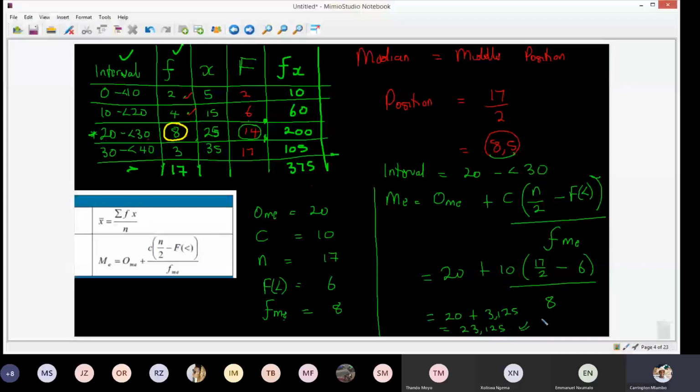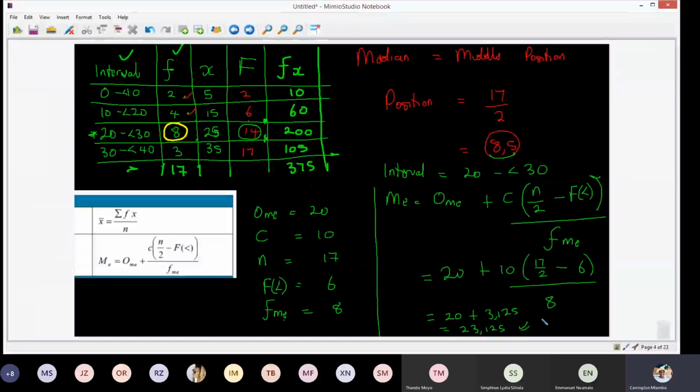Sir, do we round it off or do we just write it like that? The question will specify. They will tell you whether to 2 decimal places, 1 decimal place, or whichever way. The question will specify. Okay, sir. Right. Now I have done the mean, the mode, and the median.